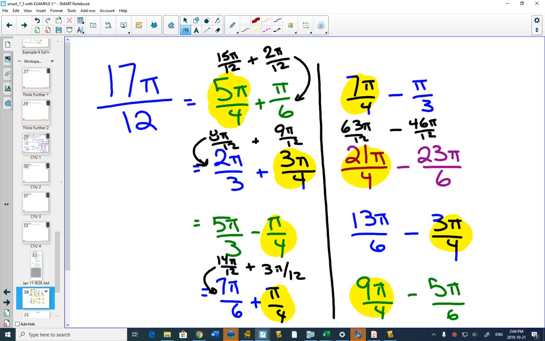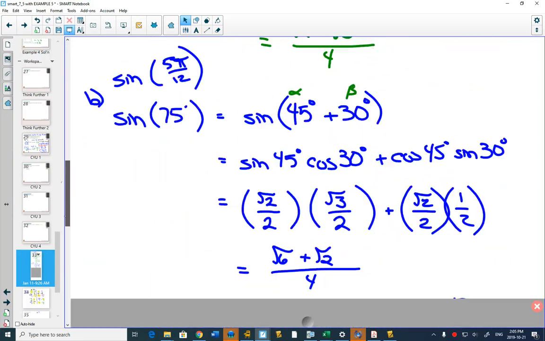We're using values that are in our first time around, except for the 9 pi over 4 is in quadrant 1 in the second time around. And it doesn't matter which one you choose. When you simplify it, you will get the exact same answer. So I've got an example here of choosing one of them.